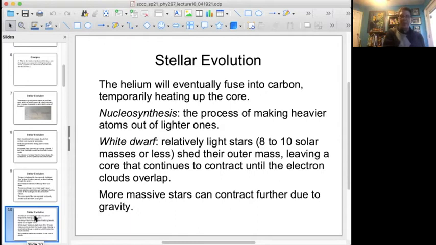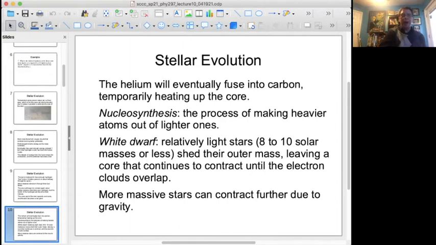The sun will most likely become a white dwarf. Relatively light stars, 8 to 10 solar masses or less, shed their outer mass, but the core continues to contract until the electron clouds overlap. And at that point, the contraction stops.